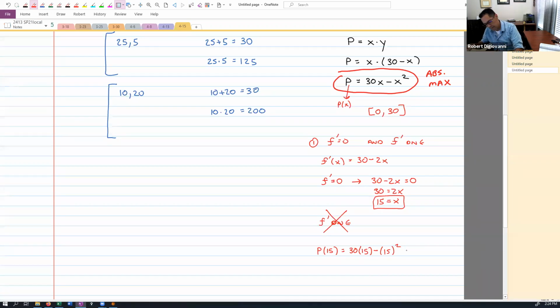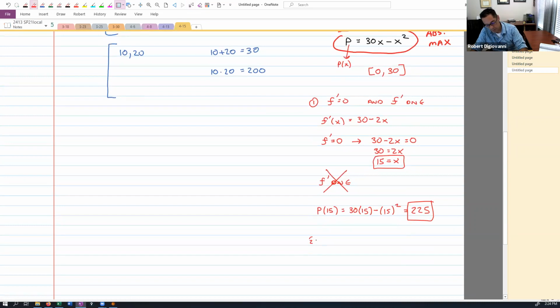You get 225. I also have to check the endpoints. So this is step 2. What is the product at 0 and what is the product at 30? So if I plug 0 into that product function, I get 0. And if I plug 30 in here, I'm not going to do it, but if you do it, you'll get 0 also. So that means that your absolute maximum is 225.